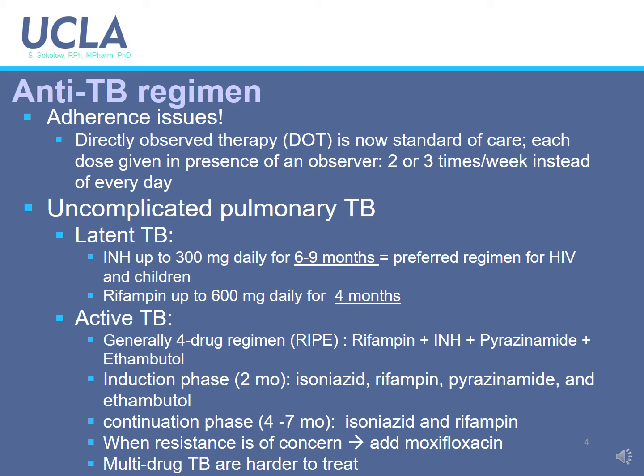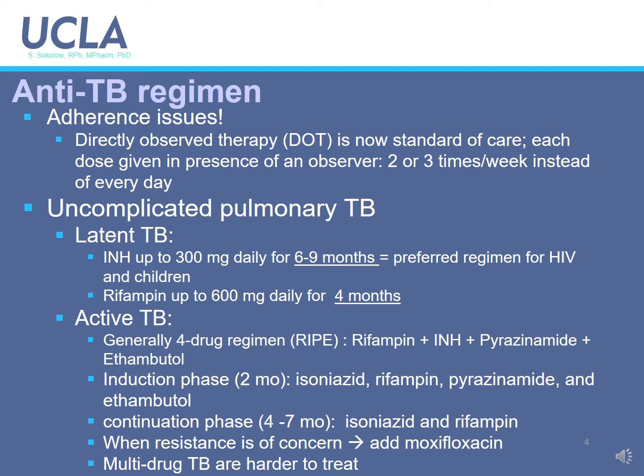Now, when it's an active TB, this is when the patient has to take several medications. So you see here it's a 4-drug regimen called RIPE for rifampin, isoniazid, pyrazinamide, and ethambutol. So they're all 4 drugs. And you have first an induction phase with those 4 drugs for 2 months. And then they have the continuation phase for 4 to 7 months, which is only with isoniazid and rifampin.